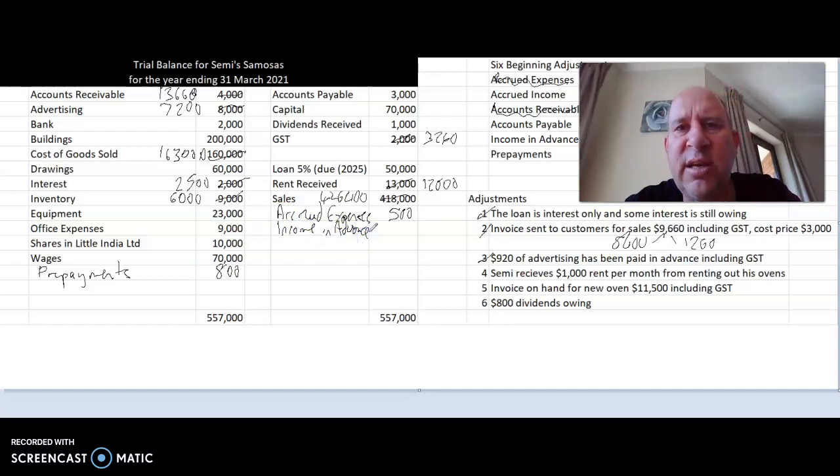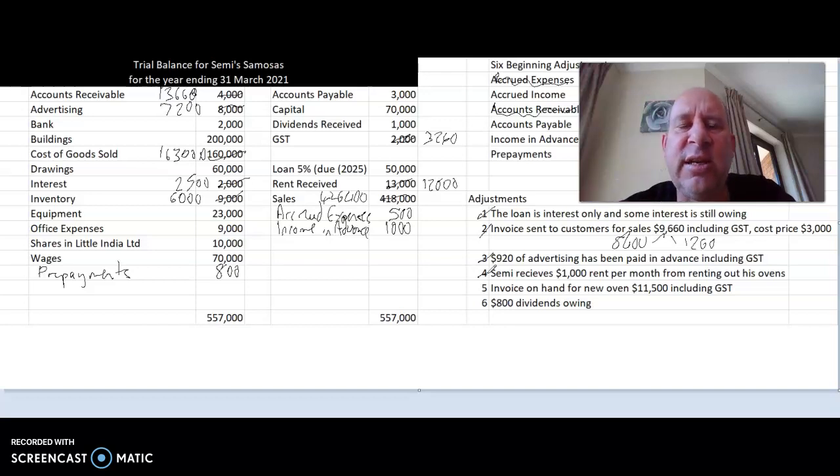And how much did he receive early? Let's write 1 month's worth, which is $1,000. So we've got plus 1,000 minus 1,000. Again, because it's in advance, everything happens on the same side. Cross it off.